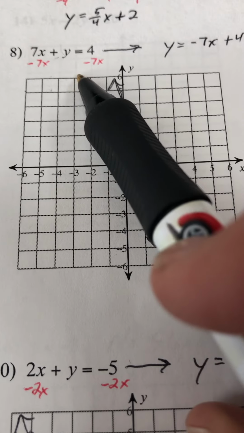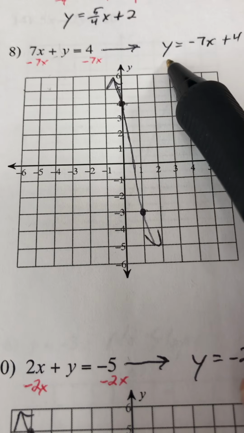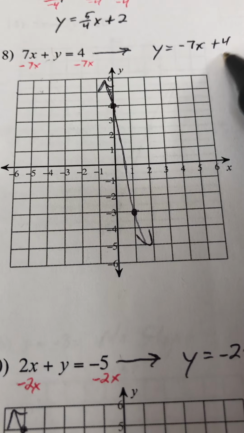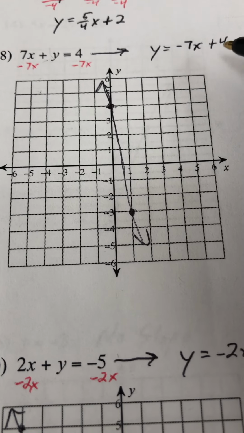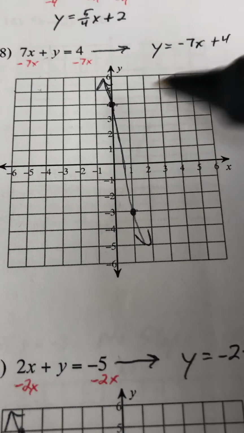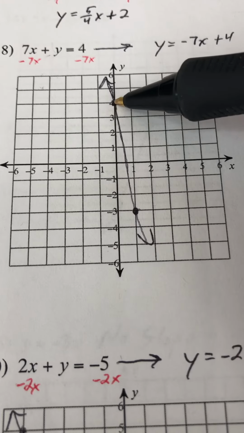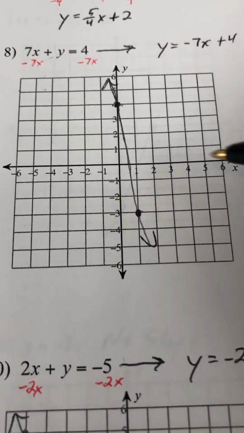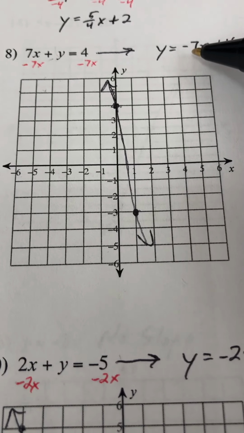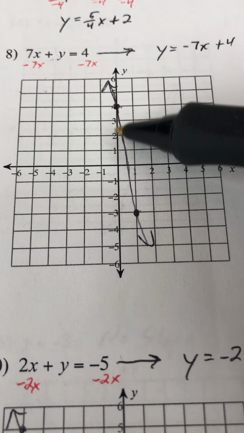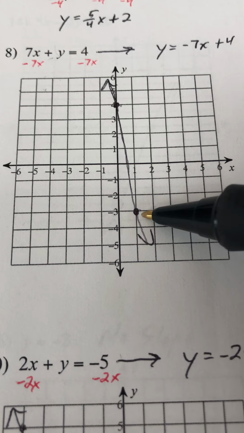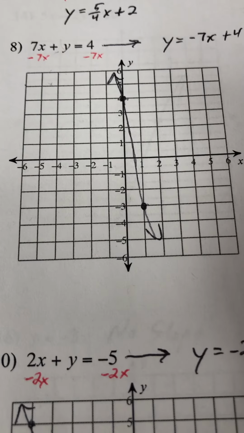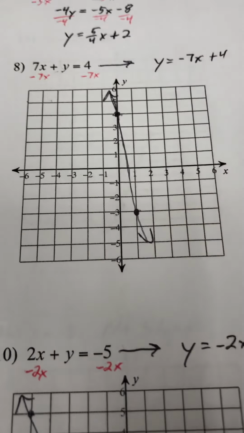So what I did was I just put it in slope-intercept form. I got y by itself on one side of the equation. And I have y equals negative 7x plus 4. So that tells me, well, the y-intercept is plus 4. I knew that by just looking at it, by looking at the intercept form method. And then my slope is negative 7. So that means it goes down 7 over 1. And so now I have two exact points I can connect to make a line.